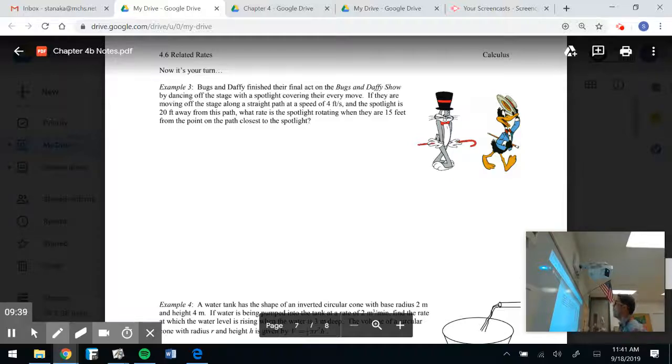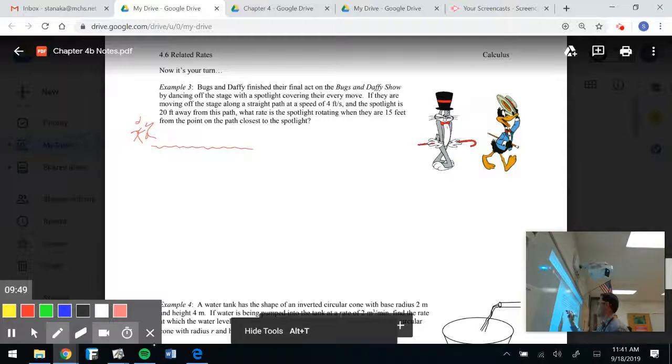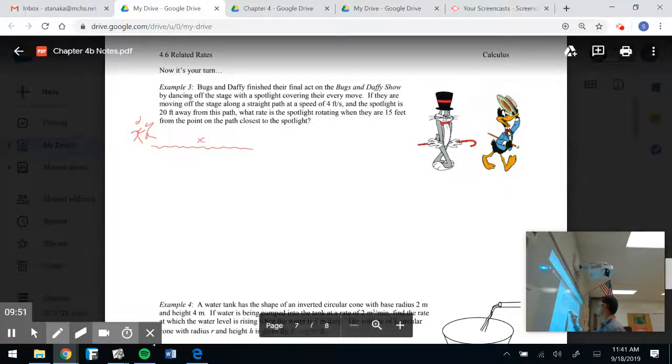If they are moving off the stage along a straight path, so let's say we got these dudes, they're chilling, they're dancing it up, there's 2 of them, and they move off that path. I'm going to call that x, and I'm going to call that dx/dt, okay, is equal to 4 feet per second. So that's done. And the spotlight is 20 feet away. So the spotlight, I'll call that y. That's 20 feet away. So you got some cool, big, huge spotlight.